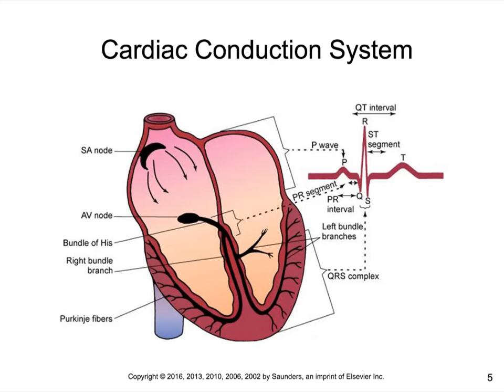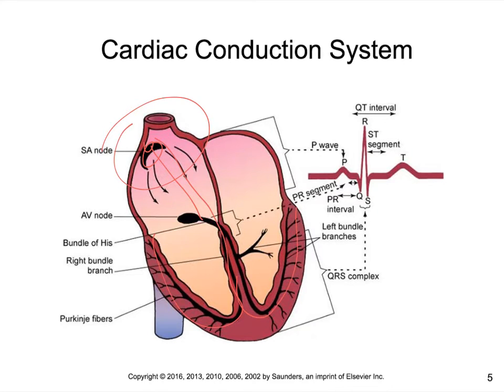So the SA node is the part that sits in the right atrium and generates the electrical impulse. Excitability is what allows the rest of the cells to respond to that impulse. So it starts here and spreads down to the AV node. Depolarization occurs when the normally negatively charged cells within the heart muscle develop a positive charge. So this is that excitability, and the cells have the ability to conduct it through.